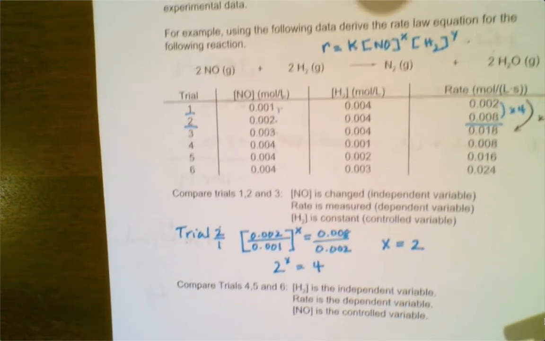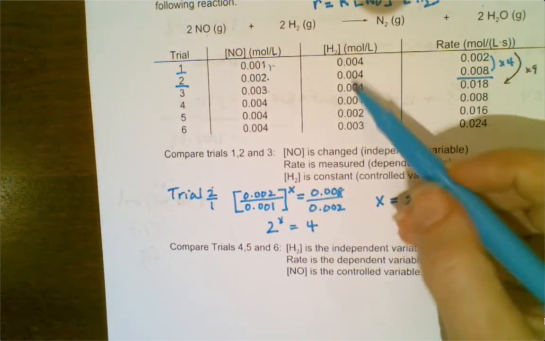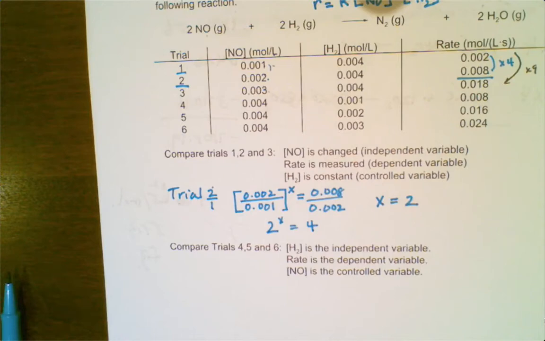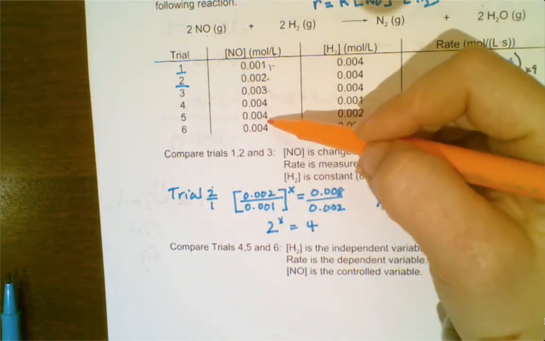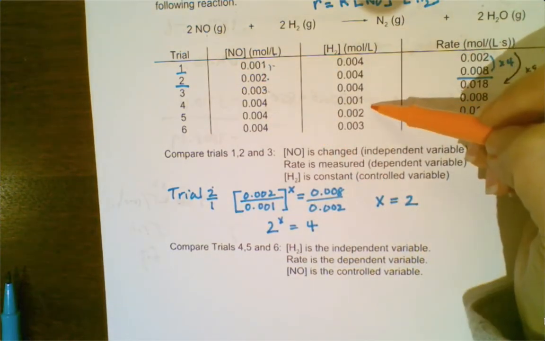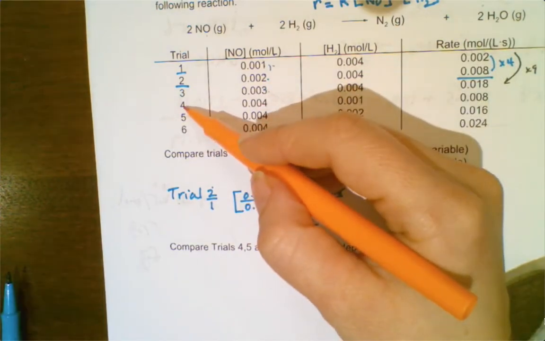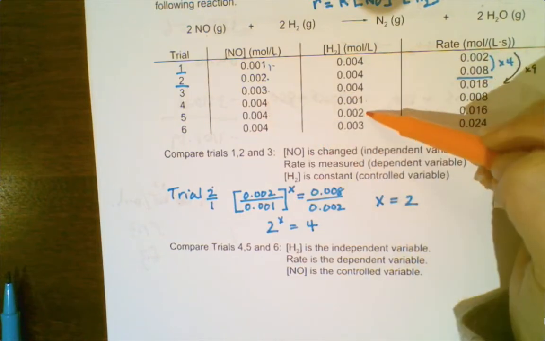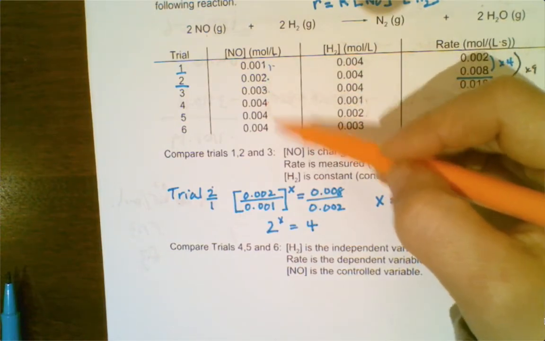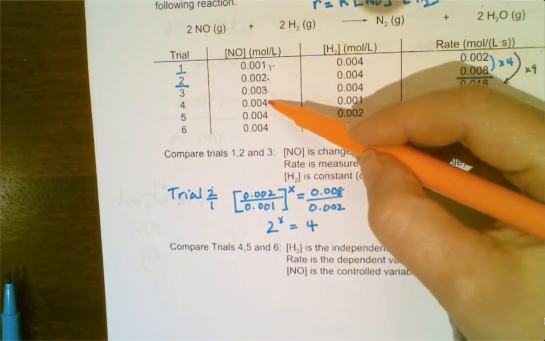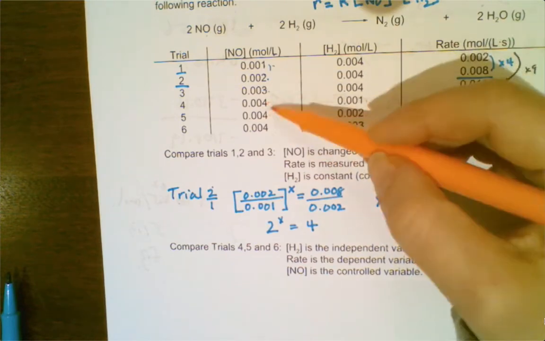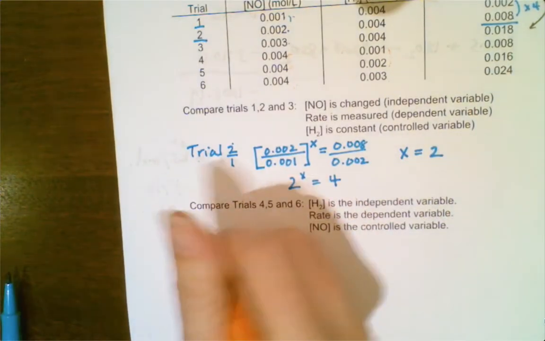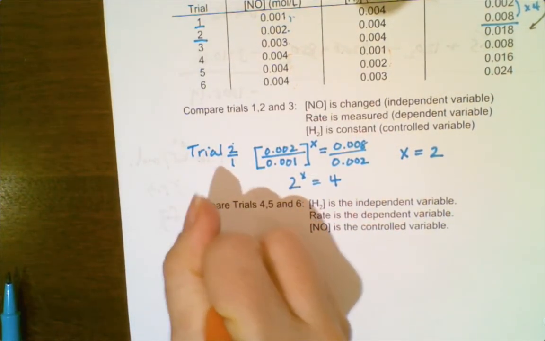If I want to see the effect of the next reactant, I have to find 2 trials where reactant 1 is being held constant and reactant 2 is changing. So I could look at trial 4 and 5, because these are held constant, these are changing. I could do trial 5 and 6, or I could compare trial 4 and 6. Okay, it doesn't matter. So again, I'll do the same sort of method that I did before.